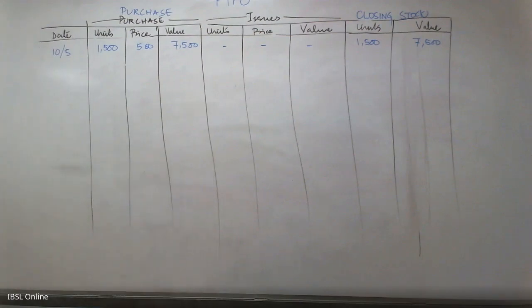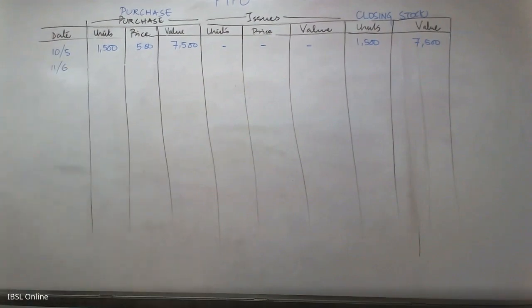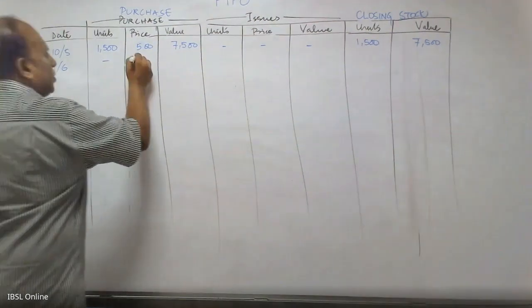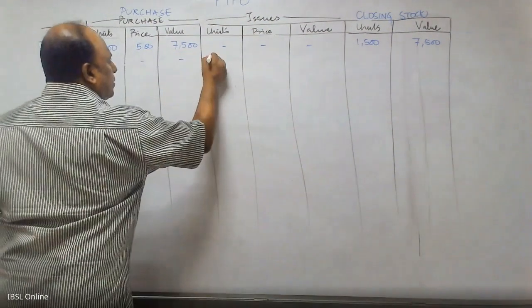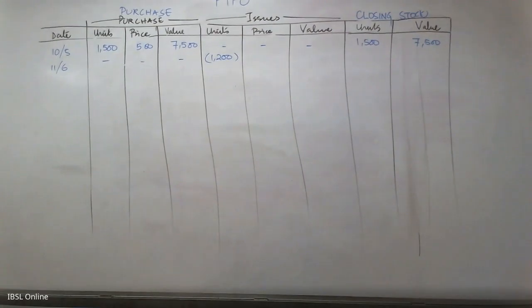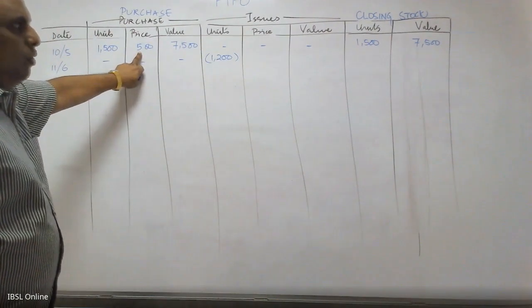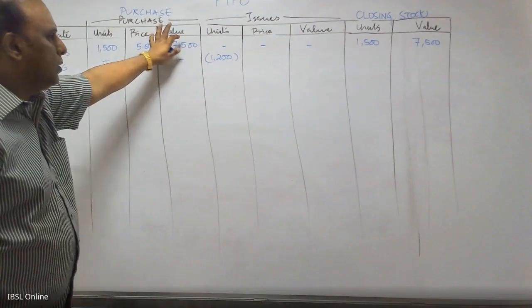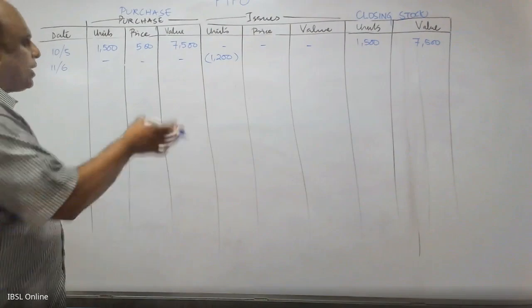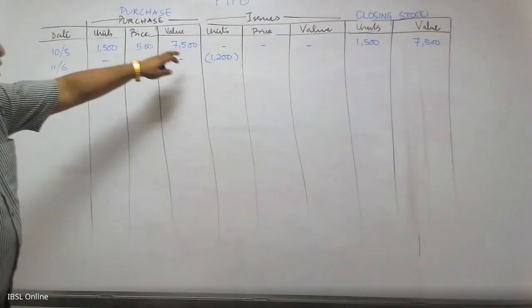But in between those two, there is an issue happening on 11th June. So on 11th June, what has happened? You have issued 1,200 units. Now these 1,200 units will go at this price. Why? I have only this stock up to now. So what has come first has to go out from this.